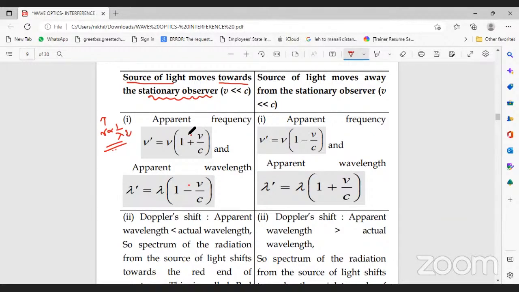So when the source of light is moving towards the stationary observer, what is the apparent frequency formula? Nu into 1 plus v by c. Apparent wavelength, lambda dash, is equal to lambda into 1 minus v by c. Just reverse it if the source is moving away from the observer.